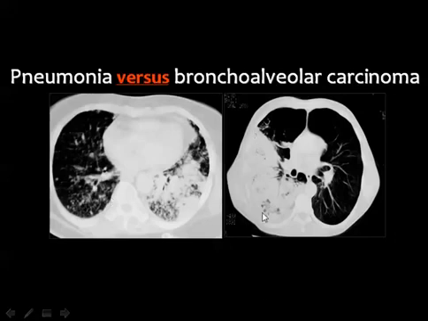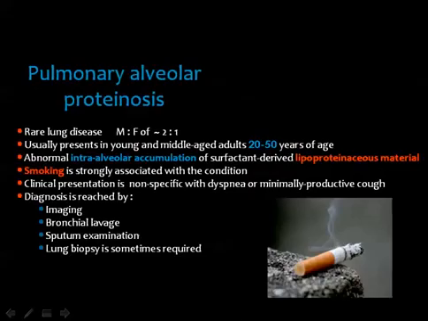Then compare between pneumonia and alveolar cell carcinoma. Pneumonia is a peripherally distributed lesion. Alveolar cell carcinoma is not a peripherally distributed lesion in most of the cases. Pneumonia should not have nodules in the opposite lung or in the same lung. But with alveolar cell carcinoma, one of the important findings is to see nodules in the same lung or nodules in the opposite lung. Then you got the diagnosis of bronchoalveolar carcinoma. Then what about alveolar proteinosis? This disease is strongly associated with smoking.